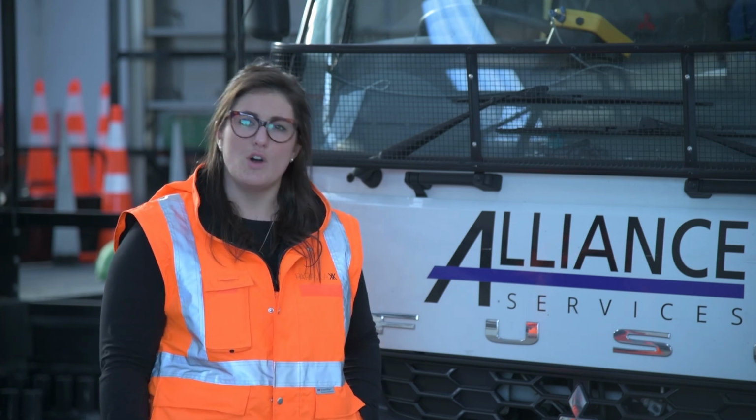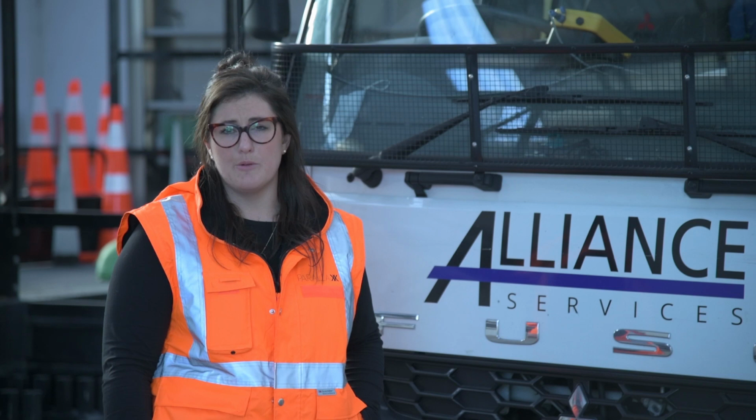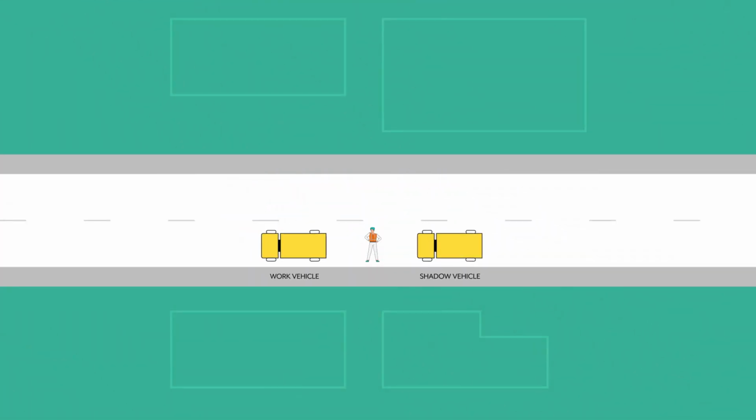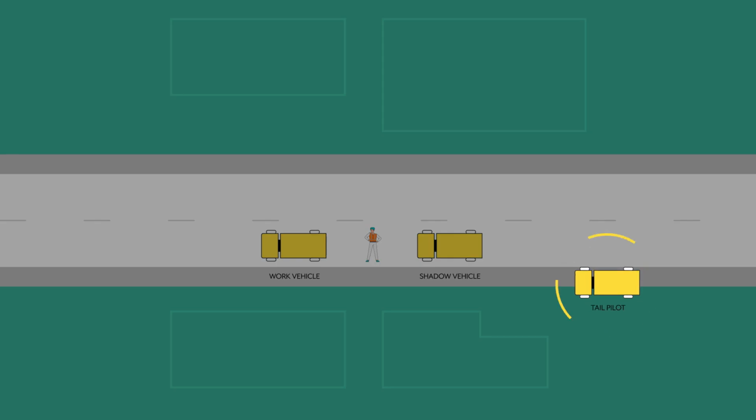So let's take a look at the over 65k category where tail pilots and lead pilots are more commonly used. A tail pilot is commonly used where the work vehicle and shadow vehicle cannot get completely clear of the live lane and passing traffic is forced across the centre line or to enter the flush median. Or there is no clear sight distance to the operation.